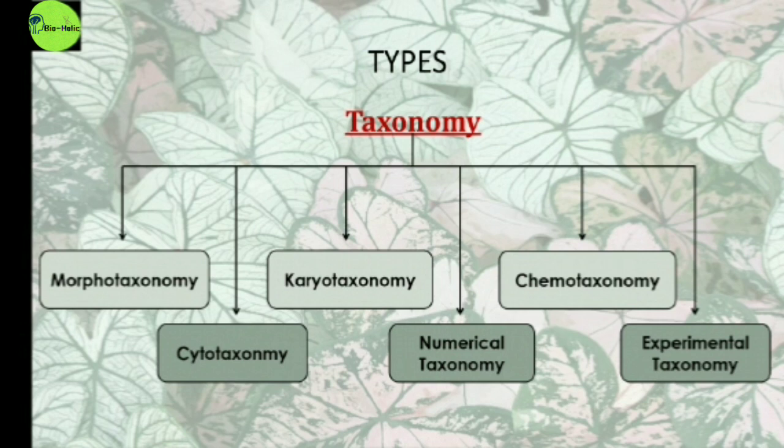Now the last one is experimental taxonomy, which consists of nomenclature and determination of evolutionary history and relationships of living organisms, which is also known as phylogenetics.